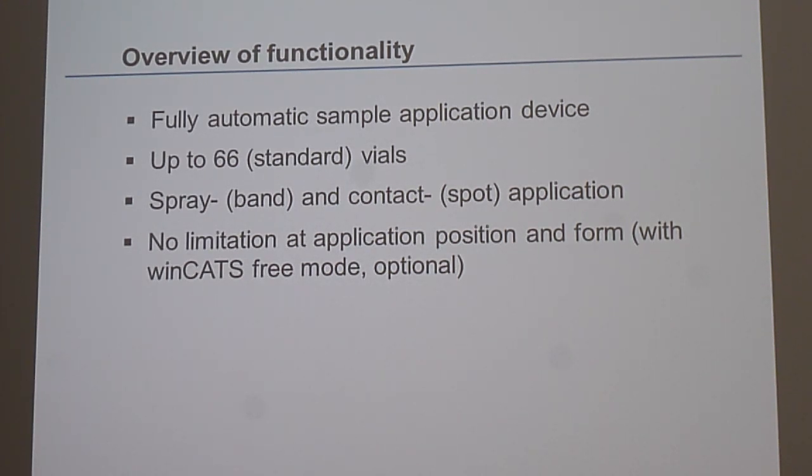Then we have no limits at application position and form with WinCATS free mode. We always have free mode for WinCATS, because free mode we are also using for producing our UV test plate, for example, for the visualizer. In VisionCATS we don't use free mode. It's a special program. You can use it like a plotter, where you can spray left, right, and in the normal standard HPTLC you have only one line beyond the other. We are spraying, and here we have the free mode possibilities.